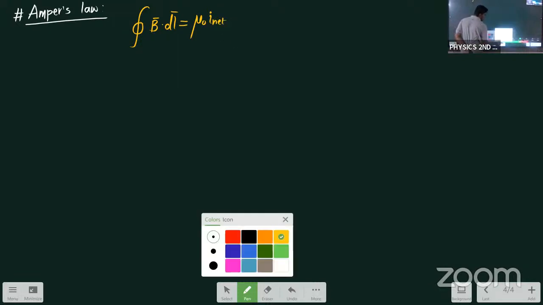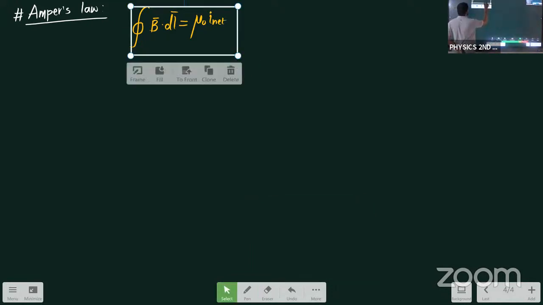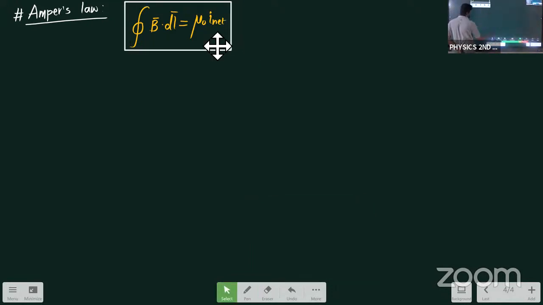What is the formula for Ampere's law? It is given as the closed integral of B dot dl is equal to mu naught I net, that is, mu naught into I net. This is the formula for Ampere's law. Based on this formula, we will be writing the statement for Ampere's law.